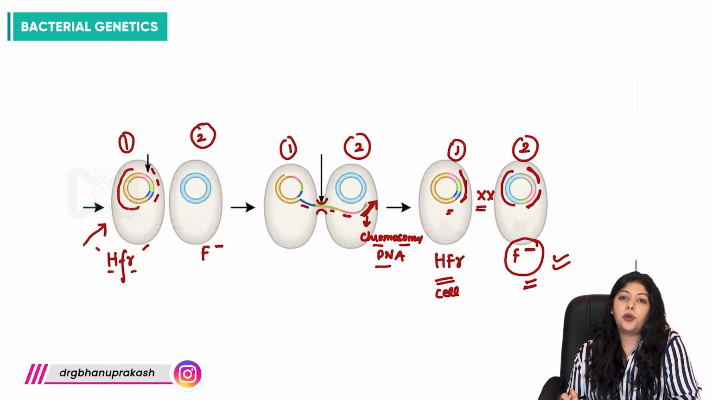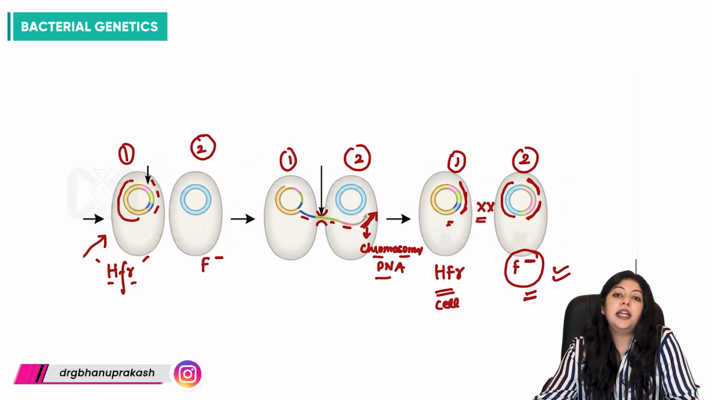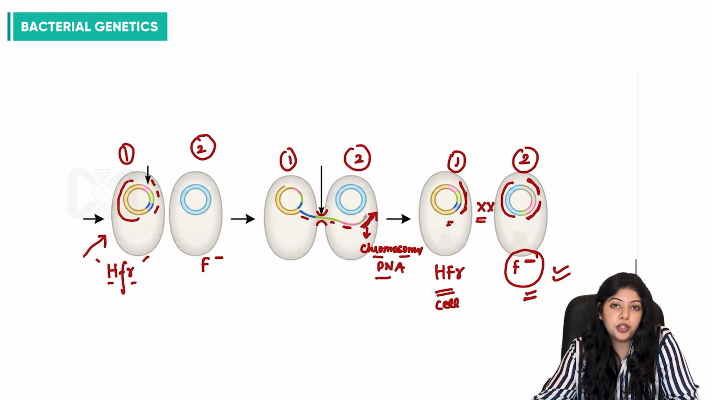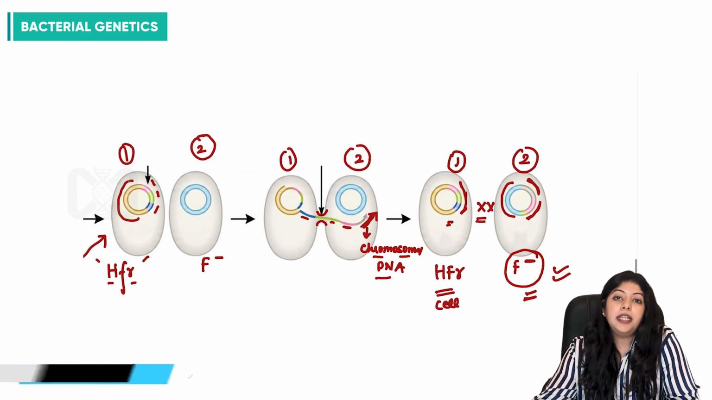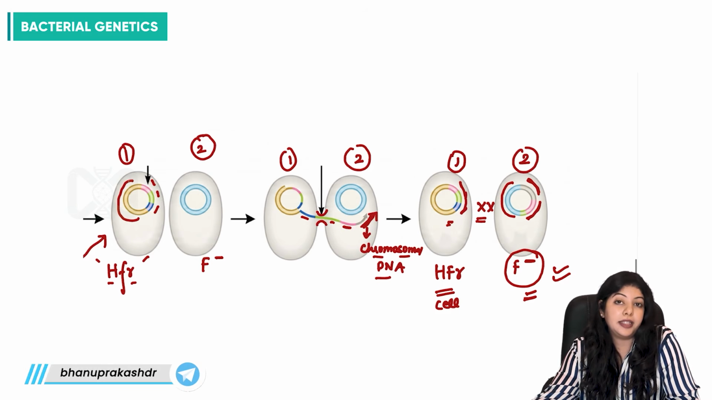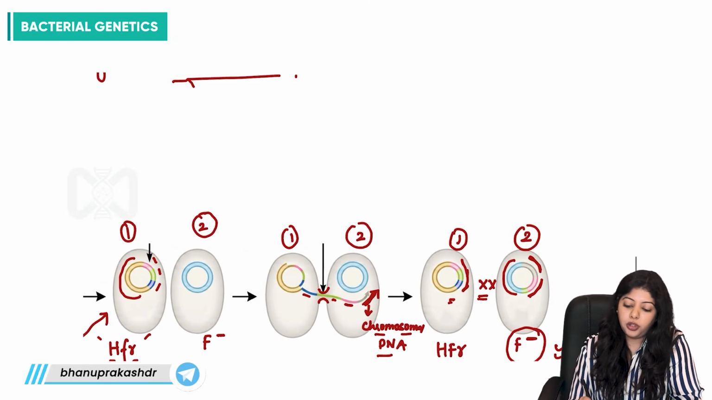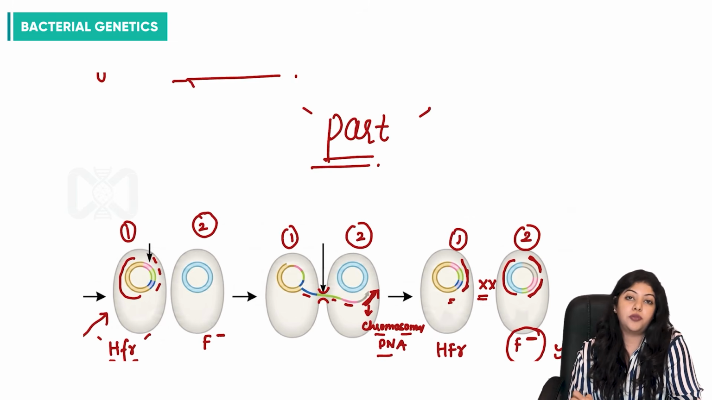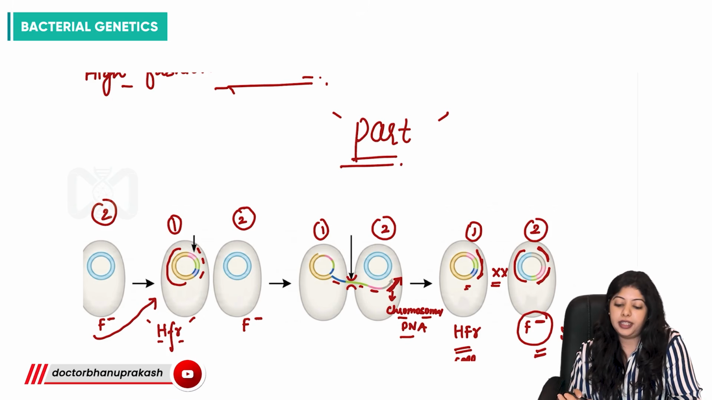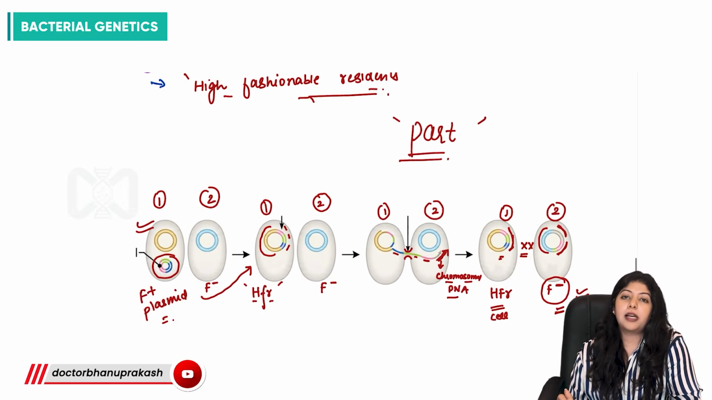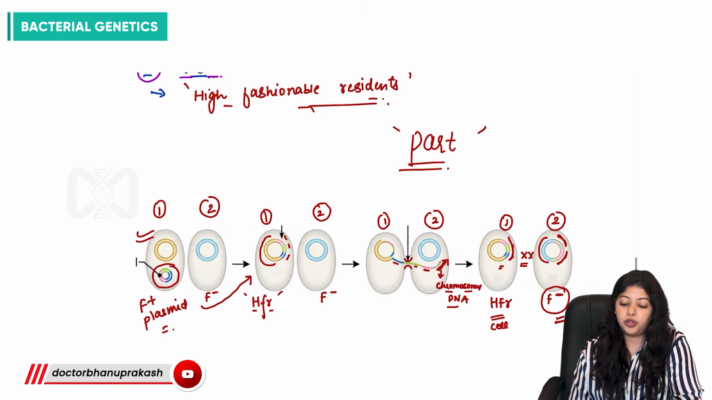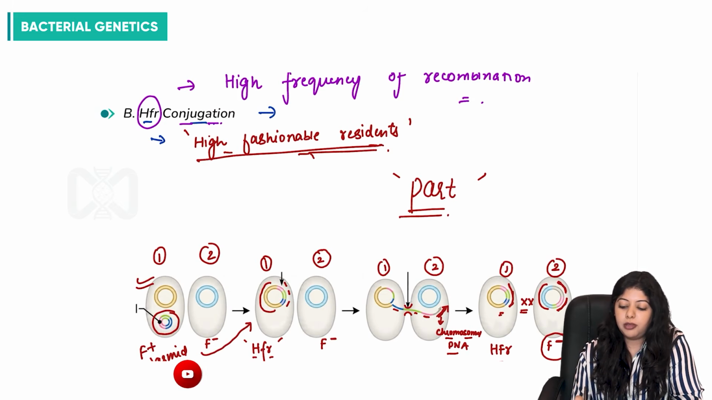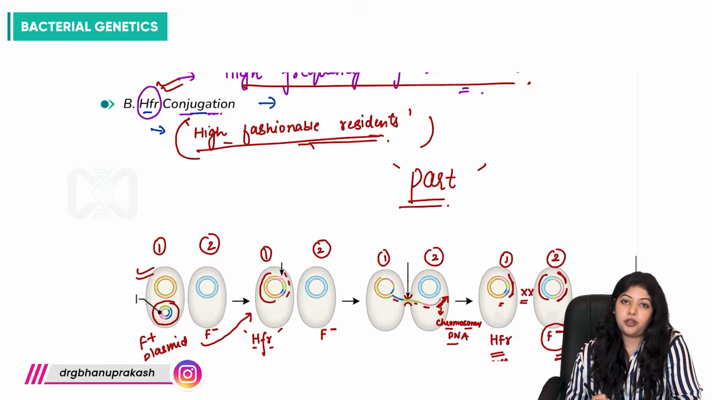So in this particular conjugation, there is the integration of F plasmid into the chromosomal DNA, and that integrated plasmid is transferred to other bacteria, but not whole, only part of the plasmid gets transferred along with certain chromosomal DNA, right? So this becomes the mechanism for HFR conjugation. Remember, HFR stands for high frequency of recombination, right?